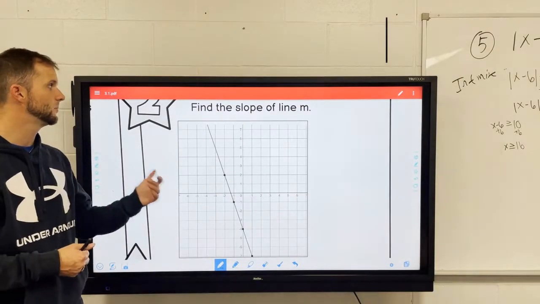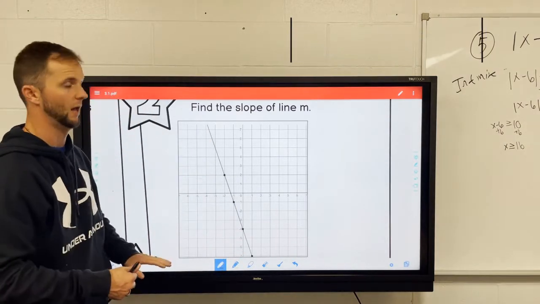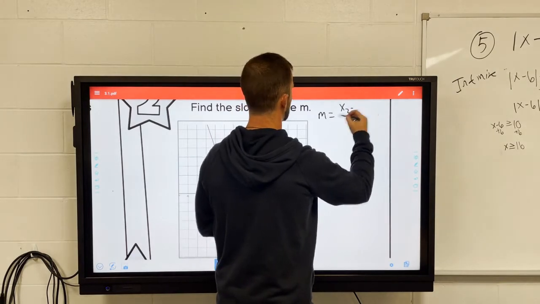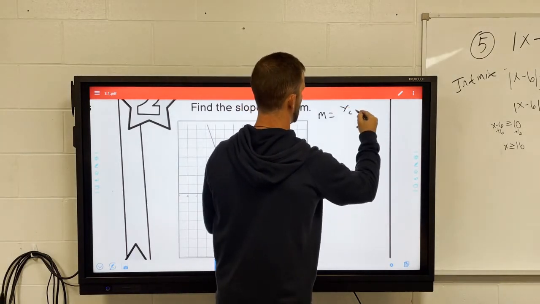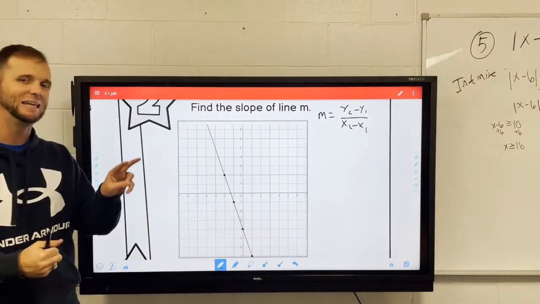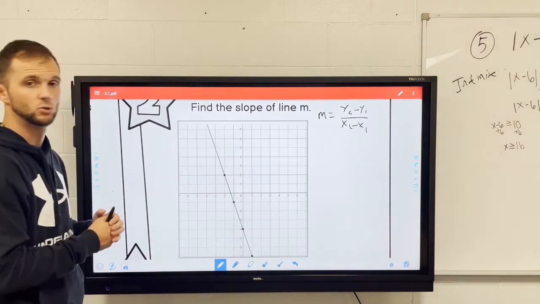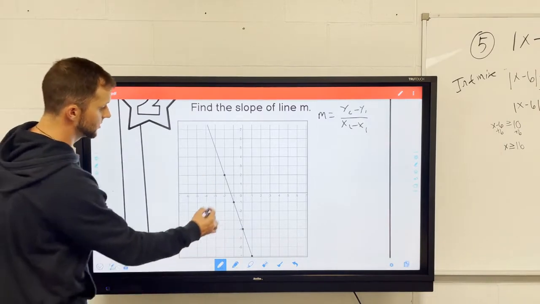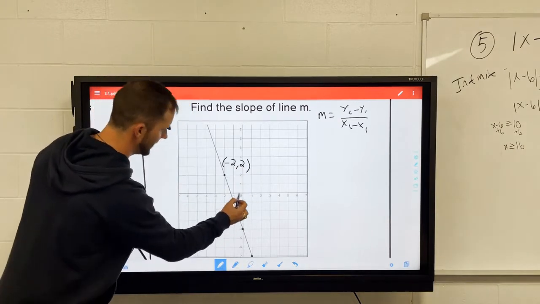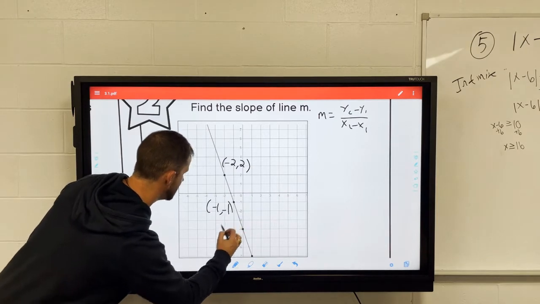On example number 2, it wants you to find the slope of line M. Right there, that is your slope. A while ago, I know my formula is m equals y2 minus y1 over x2 minus x1. So I need at least 2 coordinates in order to find that slope. Right now, I'm just going to pick 2 of the coordinates. Let's look at this one here: I have (-2, 2). And then I'm going to look at this one right here: I have (-1, -1). So now I have my 2 coordinates.